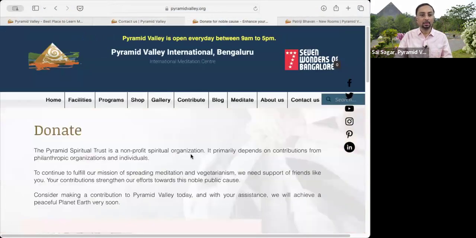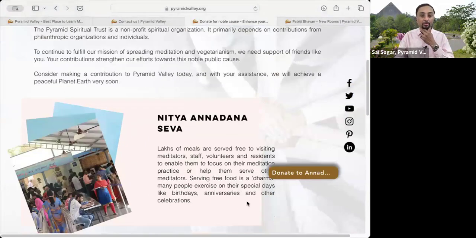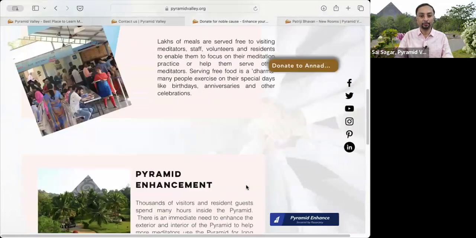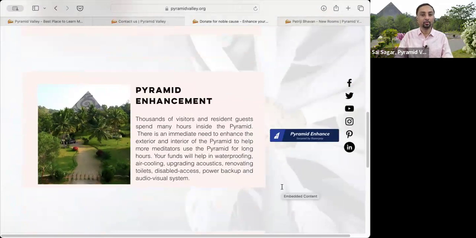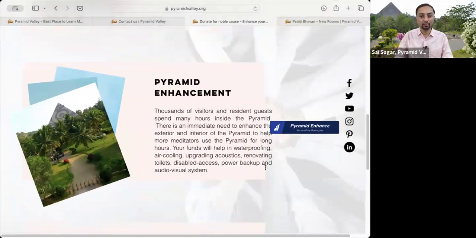And then of course, Pyramid Valley is philanthropic, it's a non-profit, run by a non-profit charitable trust. So it is run through donations for programs, for workshops, for people who come there. So there are different schemes. As I said, we provide free food. So a lot of people donate for the Nitya Annadana Seva, which is free food. And then a lot of things keep happening inside the pyramid. Some of you may have noticed the different improvements that have happened inside the pyramid. So you can donate for that.